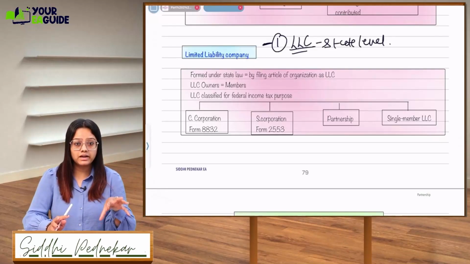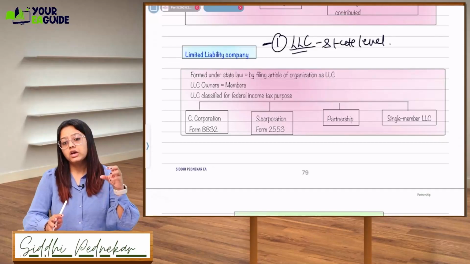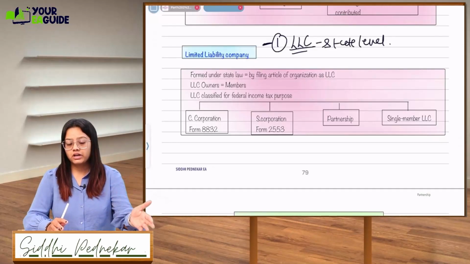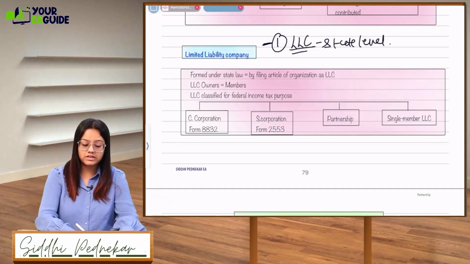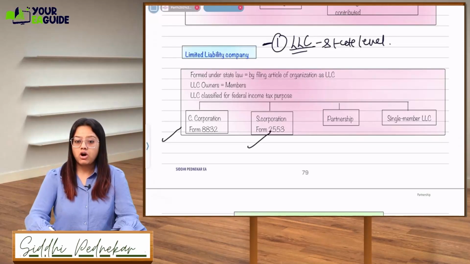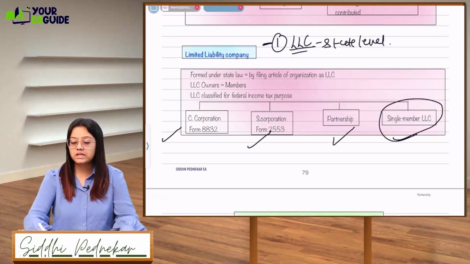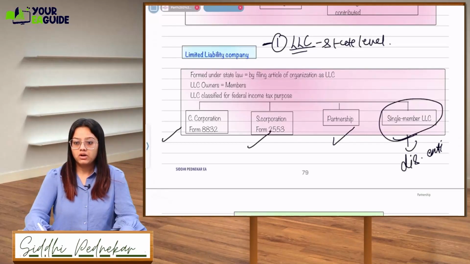So at the state level it is an LLC, but to pay the taxes at the federal level, you have to select yourself as a C Corp, an S Corp, or a partnership, or you can go with a single member LLC, which is also called a disregarded entity. This will be treated directly on the 1040 form.